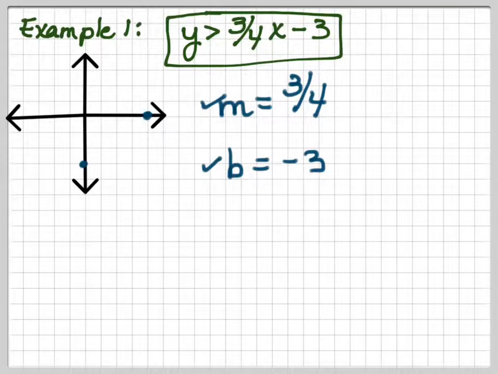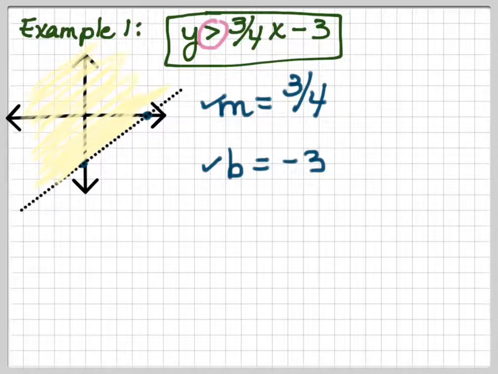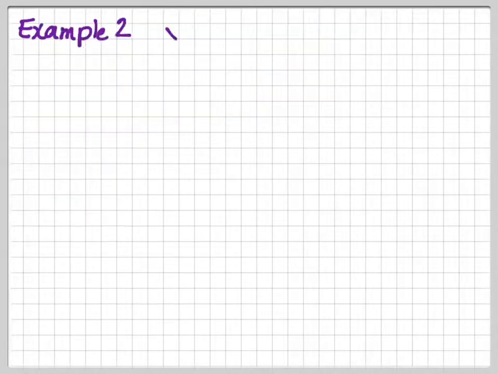Which puts us right there. Now we're going to determine what kind of line we are going to draw. Well, it's greater than, it doesn't have an equal to, so that means it's going to be a dotted line that we're going to put through there. And then it's y is greater than, so we're going to shade above. Pretty simple, huh? Okay, let's try another one.